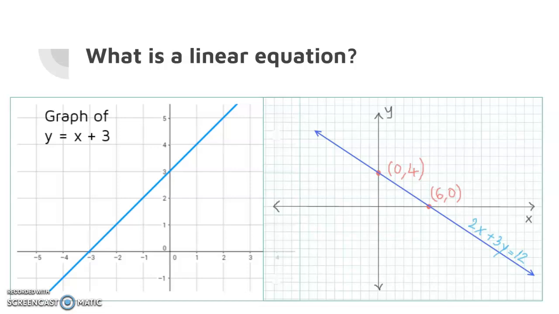For the second one, as you can see, there are two coordinates, (0, 4) and (6, 0). Those come from the equation at the bottom right, 2x plus 3y equals 12. Later in this presentation, I will be talking about how to find the x coordinate and the y coordinate just from using an equation.